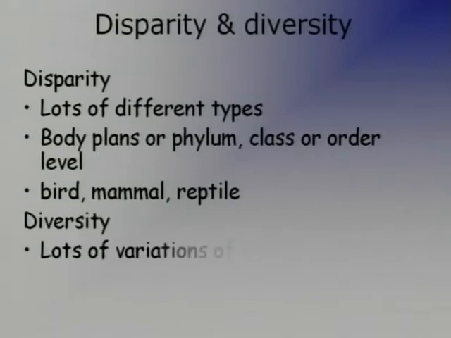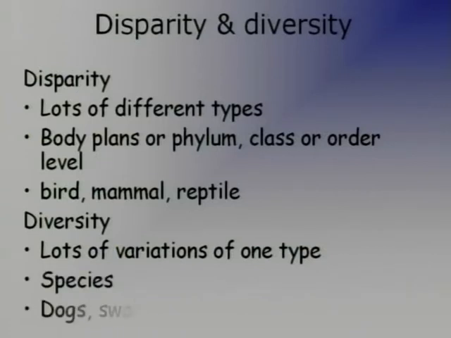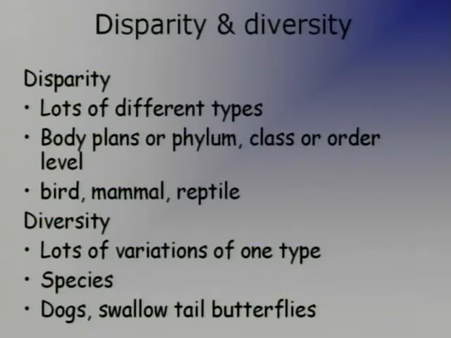Diversity, we're thinking about lots of variations within one type. Like, for example, lots of species, dogs, swallowtail butterflies. Lots of different species, but they're essentially a butterfly or a dog. So, you've got those fixed in your mind.